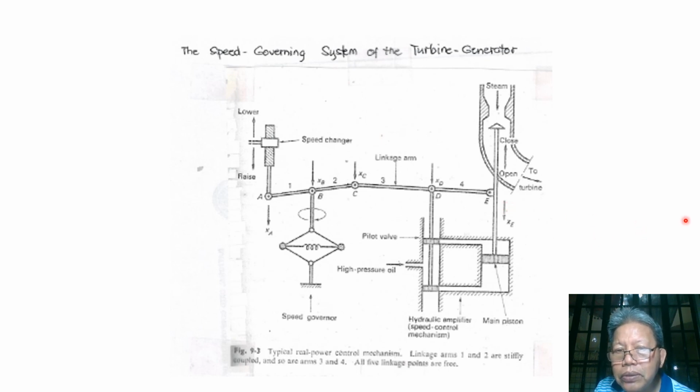So when the generator speeds up, the tendency of the flyball is to pull this down, so that these linkages will be pulled down. When this is pulled down, the oil in our hydraulic amplifier will flow this way, pushing up the main piston and partially shutting down our steam valve. So that's how our steam valve can be controlled using these mechanisms.